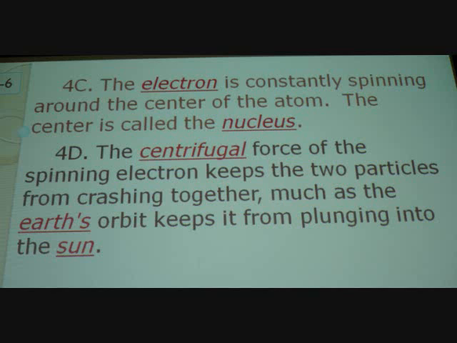Protons are positive, electrons are negative. Is it being drawn toward the proton or shoved away by force? It's drawn. Opposites attract. It's being drawn. Why do they crash in?